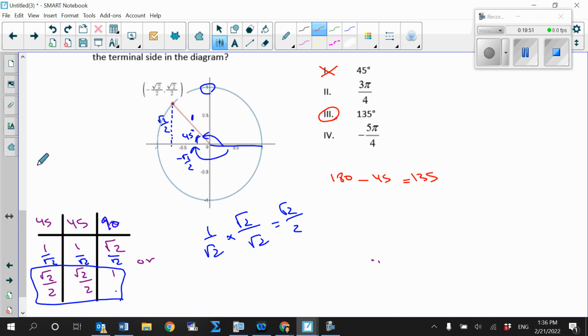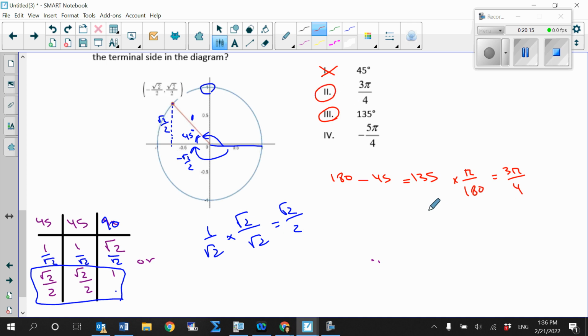Now, the other two are the angles in radian. Let's see if we can find 135 in radian. You have different ways to find it in radian. One way is just multiply by pi over 180. And when you simplify that, you will see that it is equal to 3 pi over 4. So that's my other answer.